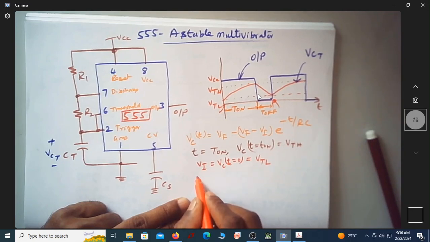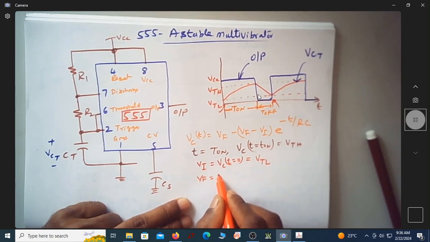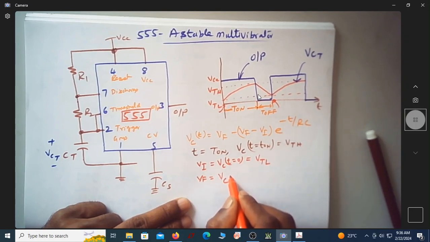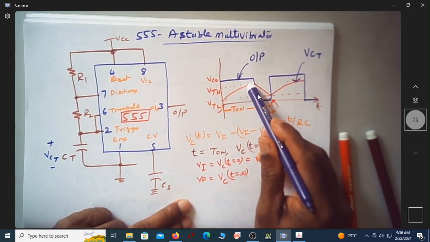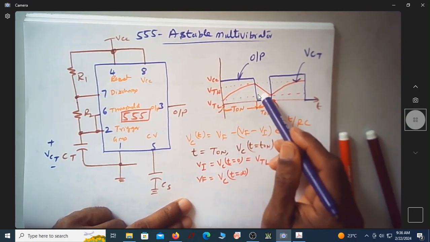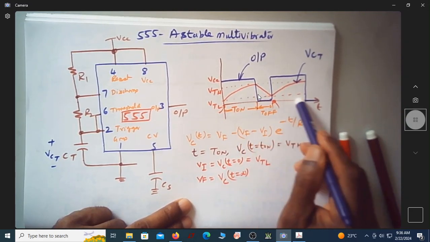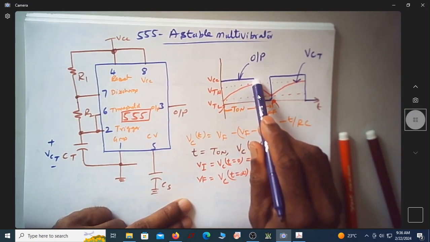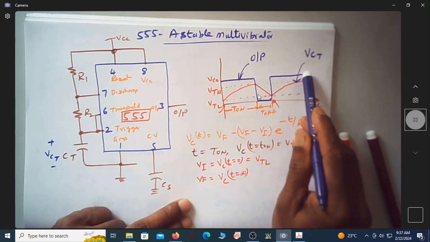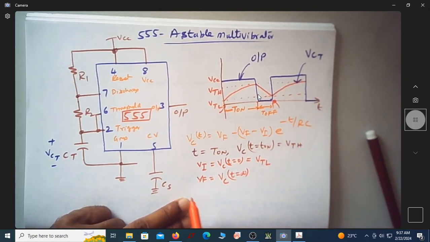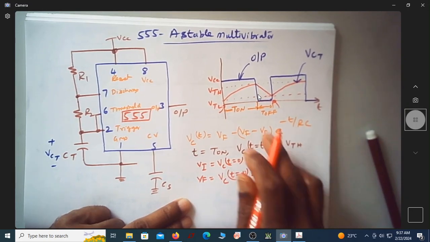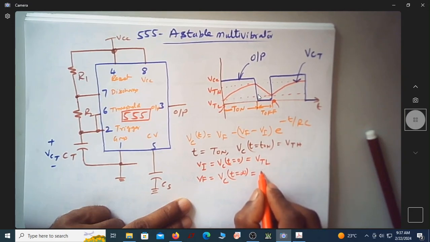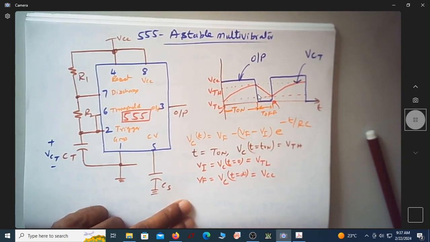Similarly, let us find V final. V final is defined as the capacitor voltage with t tending to infinity. Suppose you consider this capacitor charging during on time; if t is allowed to go to infinity, the capacitor will keep on charging. Where will it reach? It will reach VCC.